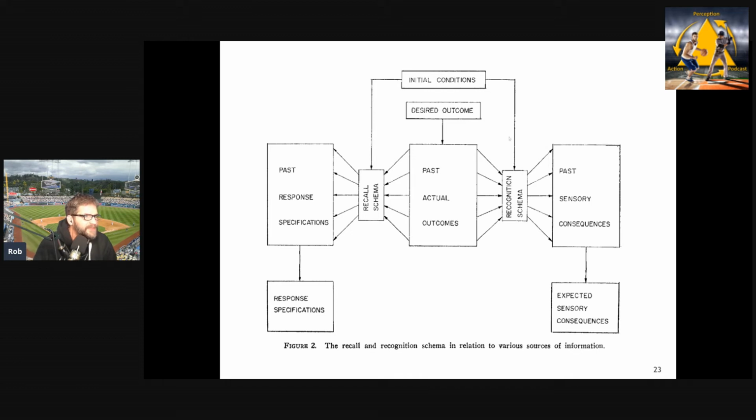It's a 1975 paper. So the basic idea again: I take the initial conditions, the environment from sensory information, and the desired outcome, and I compare that essentially to the past stored schema. I generate from the recall schema a new movement, right? From my general program. I also generate a prediction about the sensory consequences, right? And in the recognition schema, I can use this as an error signal to correct me. Okay, so that's the basic idea of the GMP.